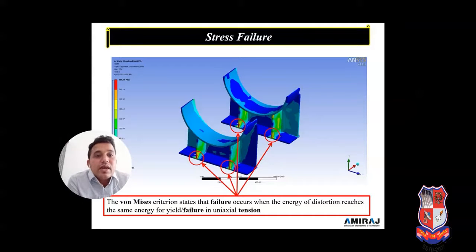We are doing the von Mises stress analysis, where failure occurs when the distortion energy reaches the same energy as for yield failure in uniaxial tension. Have you observed that there is a circular part? At that place we find the red marks, and this is the saddle portion where the whole body load is applied. So some failure is there, and we have to clear this failure. This is one real-time example of heat exchanger analysis.